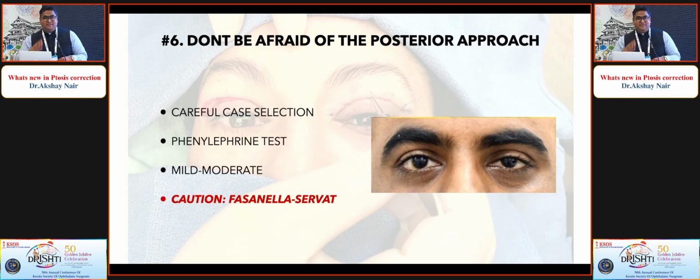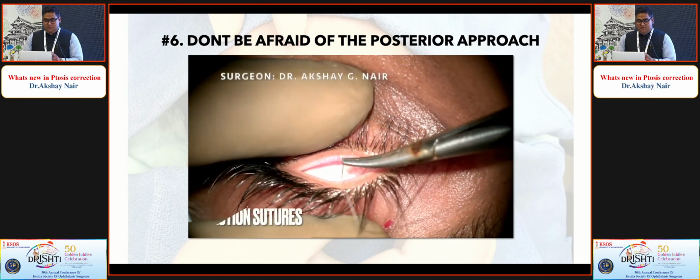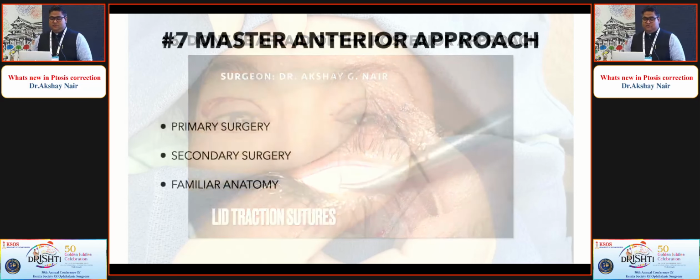I know Dr. Hunavar is here and he's a fantastic proponent of Fasanella Servat, but I'm not a big fan of it. I don't think sacrificing the tarsus for a fault of the levator is something that works well in my hand. So I prefer a conjunctiva Mueller's resection for these patients. So don't be afraid of the posterior approach and do learn it. It's a very simple surgery. I won't go through the surgical steps for sake of time.